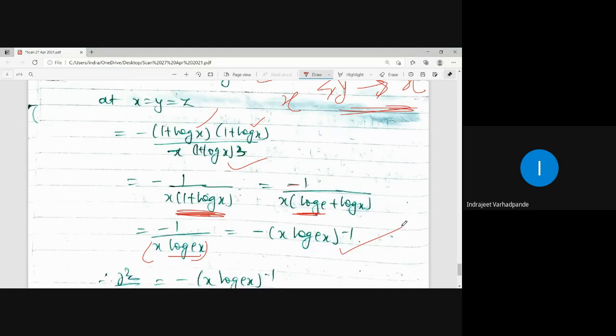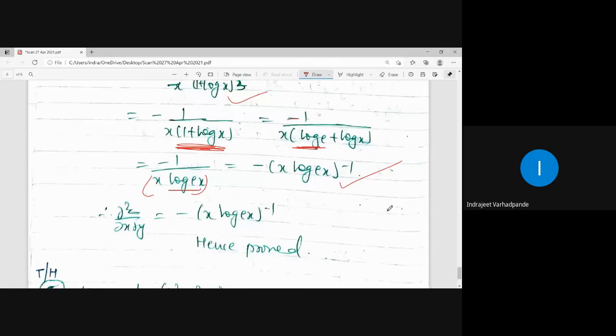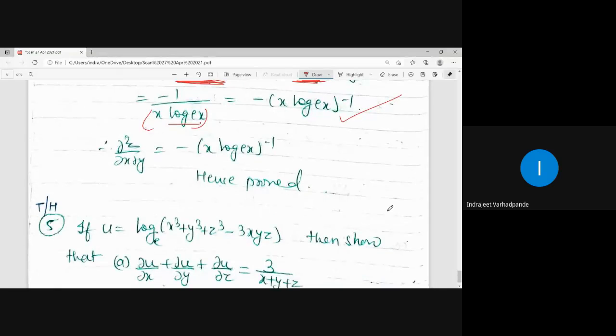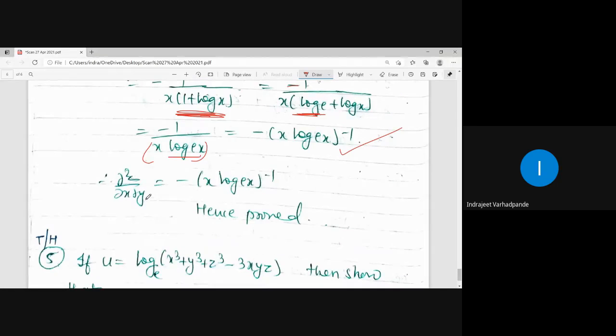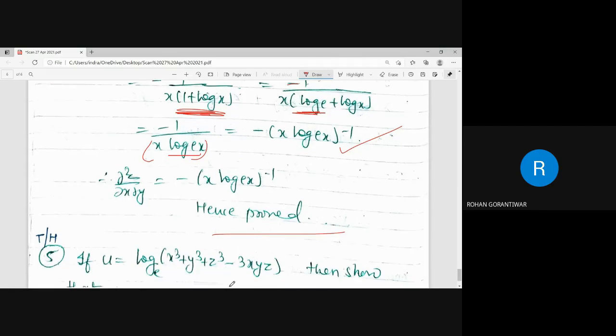Clear? Yes, sir. So that is how the result is. Del 2z by del x del y is minus times x log ex to the power minus 1. That is how we have proved the result. Completed? Yes, sir. I hope it is very easy.